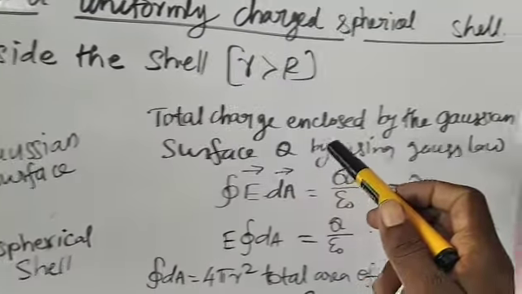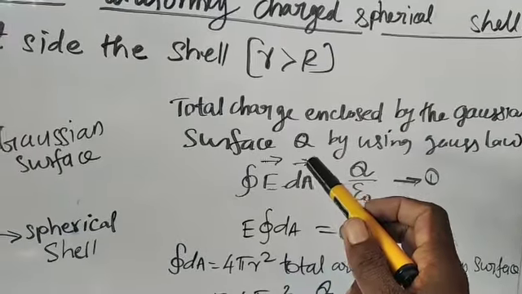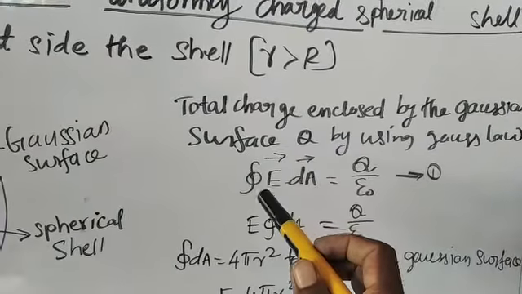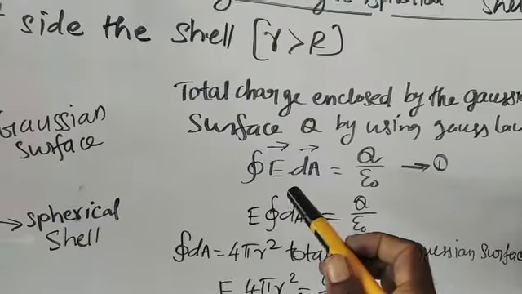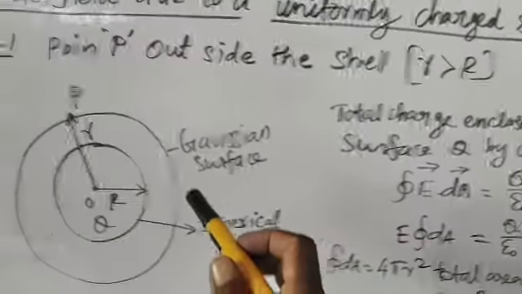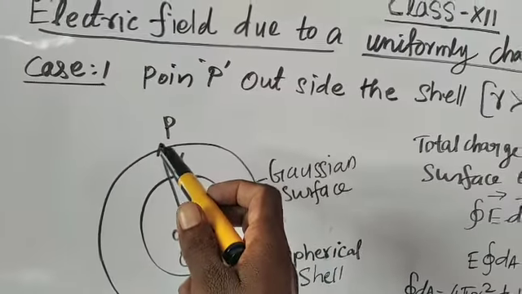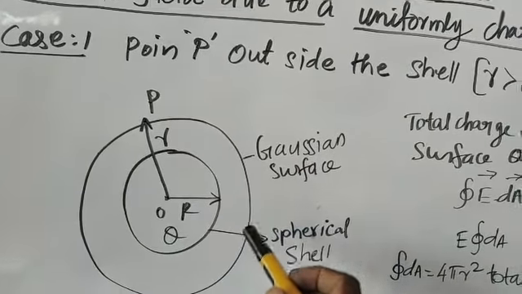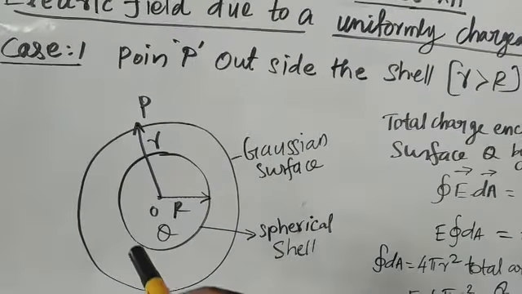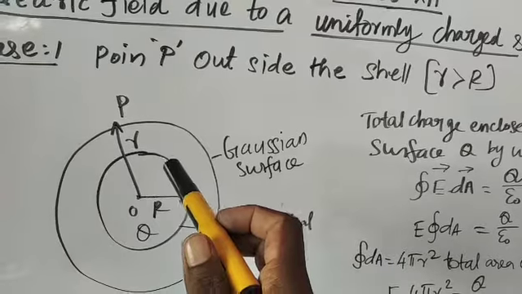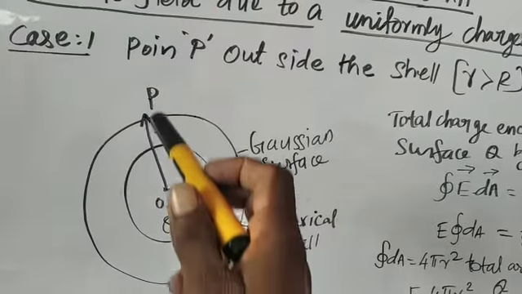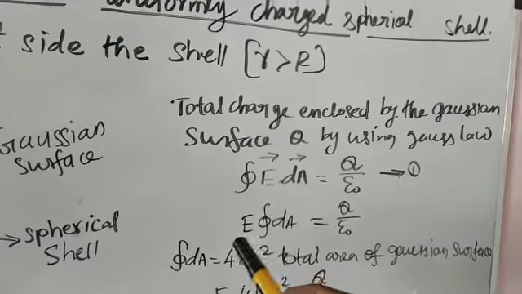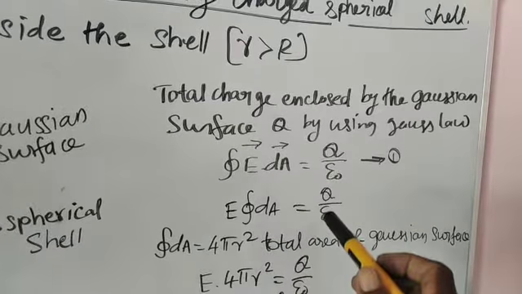By using Gauss law, total charge enclosed by the Gaussian surface is Q. By Gauss law, closed integral E vector dot dA vector equals Q by epsilon naught. Here the electric field at a point outside the sphere is the same. E and dA, electric field and area, are parallel. So E is common, taking outside, integral dA equals Q by epsilon naught.